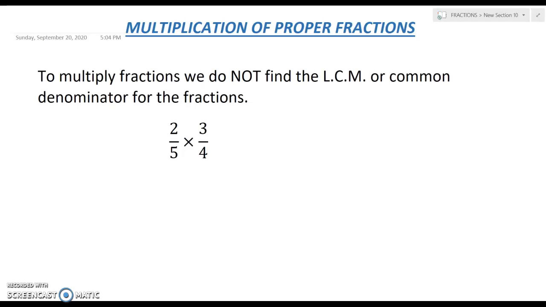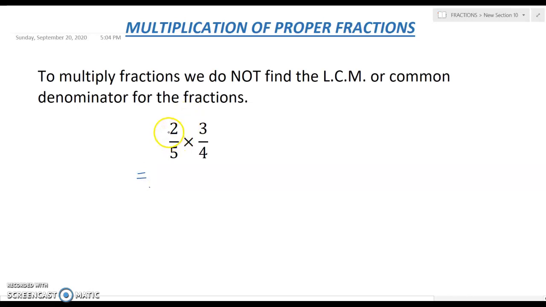Hi everyone, so today we'll be looking at multiplication of proper fractions. In our previous videos, we would have looked at addition of fractions, both proper fractions and mixed numbers, and we would have done the same for subtraction as well, right? For addition and subtraction, we would have found the LCM, that common denominator for both fractions. Now for multiplication and furthermore for division, which we'll be doing afterwards, we don't have to find the LCM or that common denominator.